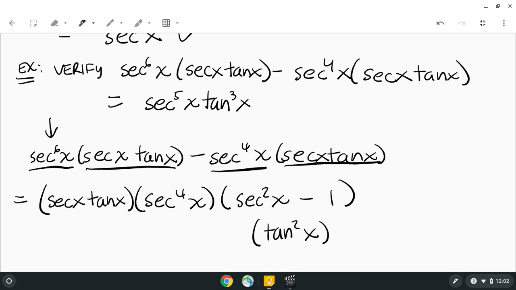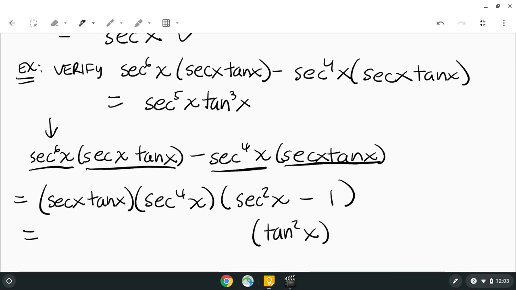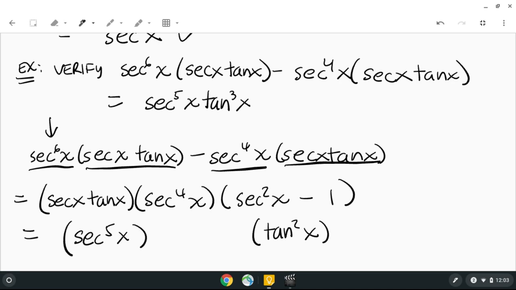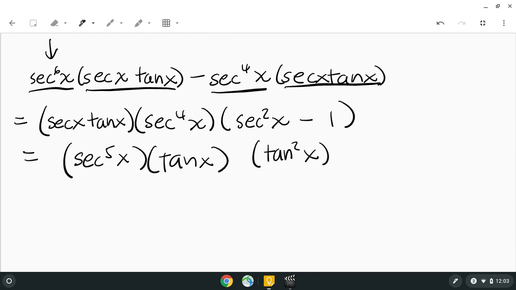And over here, I'm going to combine the secants. So I'll get secant 5x tangent x, and that one's tangent x. And then I can put these tangents together, and I will get secant to the fifth tangent cubed. And I think that's what we are supposed to get.